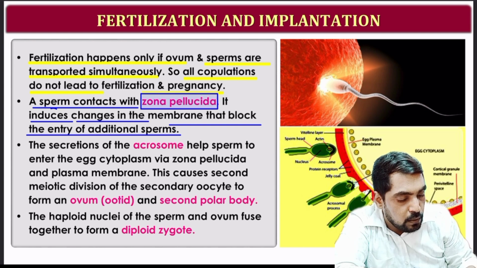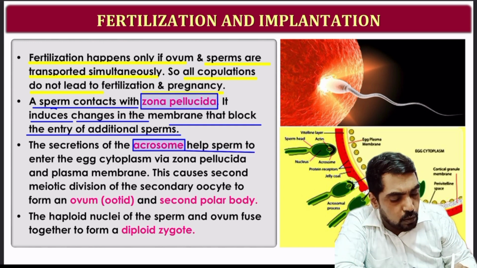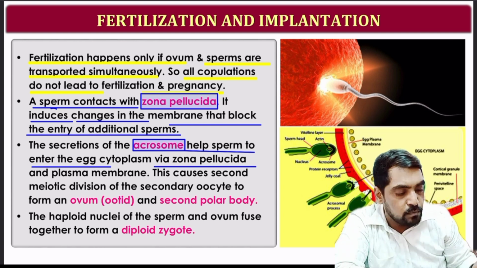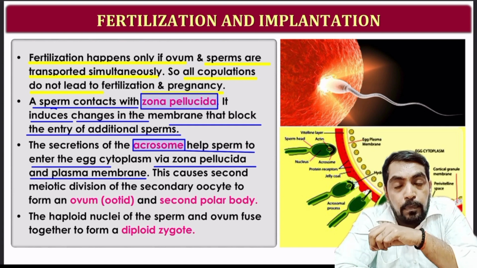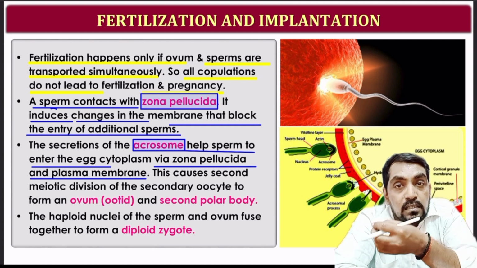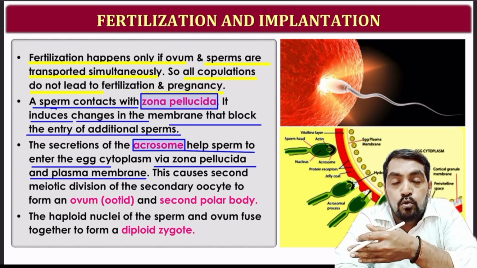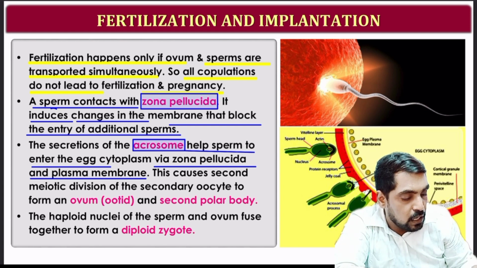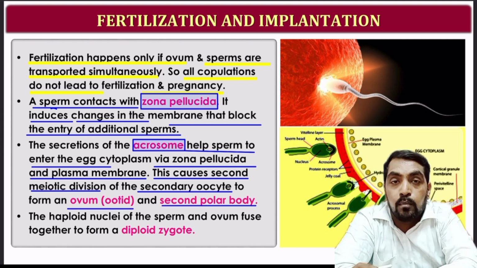In the head of the sperm there is an acrosome. This acrosome secretes certain chemicals or enzymes. These then enter the egg cytoplasm via the zona pellucida and the plasma membrane. The moment the sperm touches the egg or the zona pellucida, the egg starts completing its meiosis 2, because we know that the egg never completes its meiosis 2 or oogenesis before this. So the moment the sperm touches the zona pellucida, the egg starts completing its meiotic division, a secondary oocyte is formed, and finally it forms an ovum and the second polar body is released.